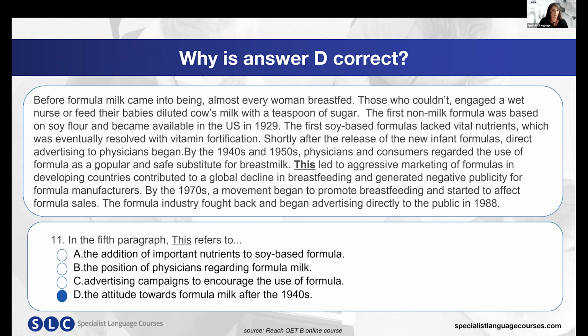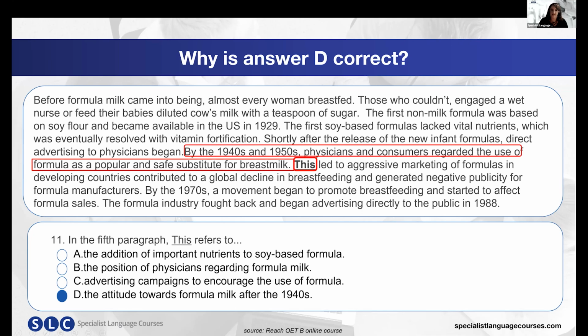So let's have a look at why. We look just before the text, and we see that by the 1940s and 50s, so we can presume after the 1940s, physicians and consumers regarded the formula as a popular and safe substitute. So this is an attitude. The attitude is that the formula is popular and safe. This attitude is what caused an aggressive marketing of formulas in developing countries. So this is referring back to the attitude.